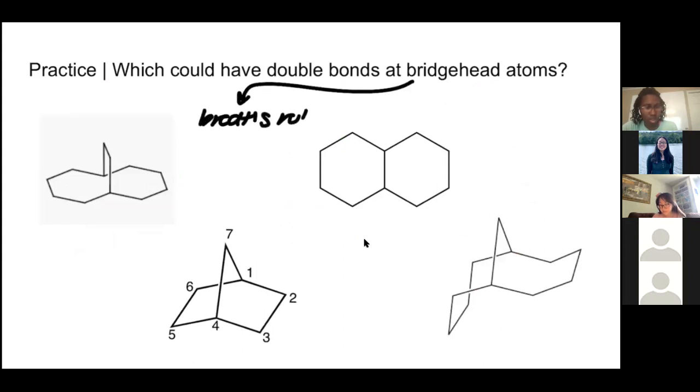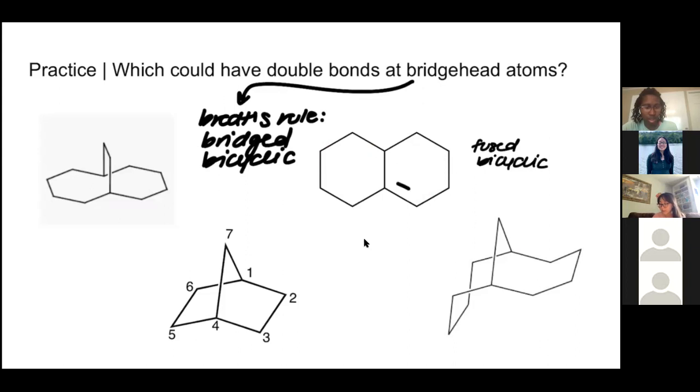Bredt's rule is really only going to apply to bridged bicyclic compounds. This compound right over here is actually not bridged, right? It's a fused bicyclic. Let me write that. So Bredt's rule is not going to apply. This one can have a double bond. It does not matter. You can put it there, wherever you want. This is good to go.